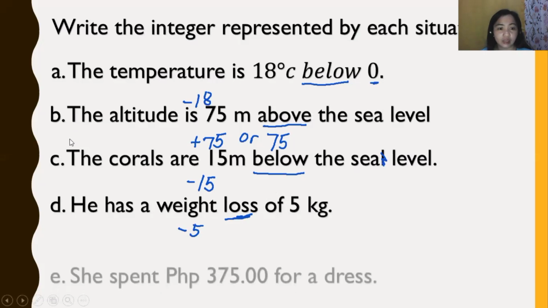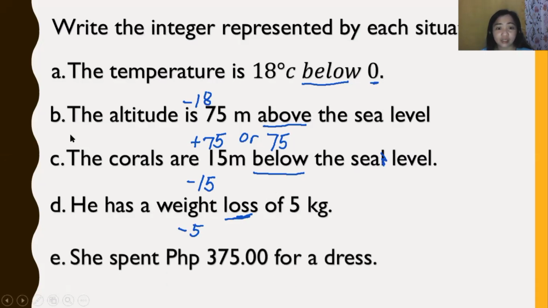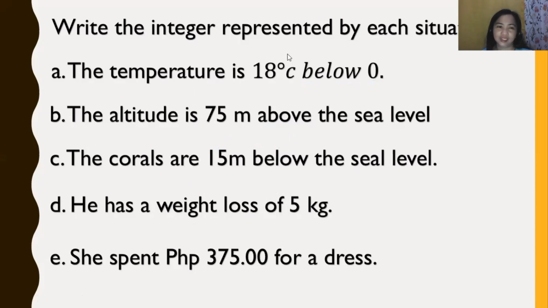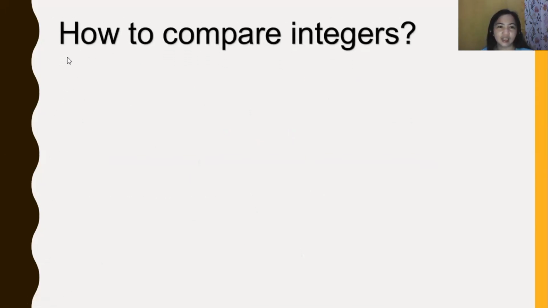And the last one is, she spent 375 pesos for a dress. Spent. So nagastos, nabawasan yung pera niya. That means negative 375. So again, here are some of the real life situation where we can use the integers. Alright. Now let's go to the next one.